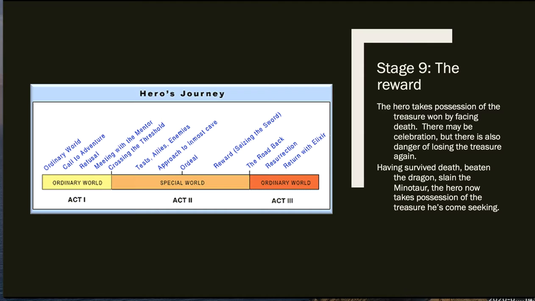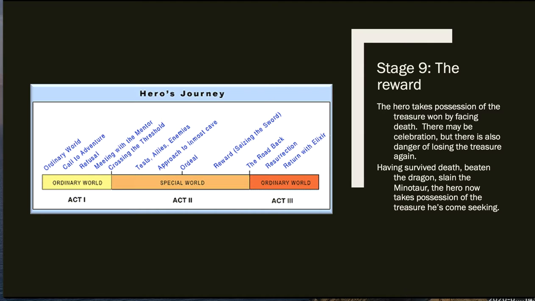The reward. So this isn't the ultimate reward, but this is the reward for successfully living through the ordeal. The hero takes possession of the treasure won by facing death. There may be celebration, but there is also danger of losing the treasure again. So for Star Wars, that would be losing Leia again.